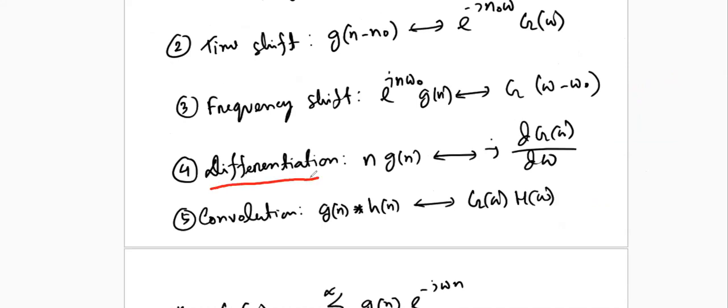Differentiation. Okay, I'll talk about this differentiation with an example. However, we can mention it. The differentiation of the Fourier transform value in the frequency domain with respect to omega, of course multiplied with j, is equivalent to n times g[n], where of course g[n] is in the time domain and G(omega) is in the frequency domain. So we can prove it within a few seconds. And the convolution, as you know, the convolution in the time domain is equivalent to multiplication in the frequency domain, which makes our life very easy.